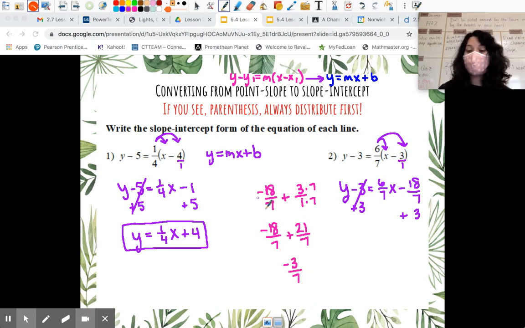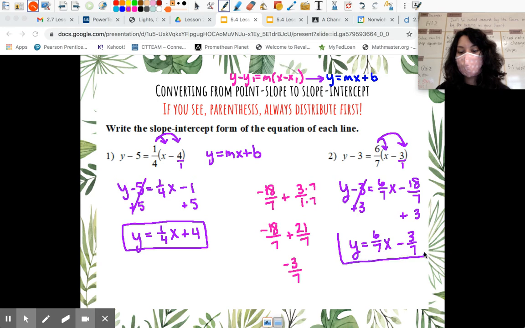Hopefully I did that in my head correctly. It's the end of the school day here on a Monday, so who knows? 19, 20, 21, yeah, it's -3. So I'm going to bring down my y, which is now alone, equals 6/7 x minus 3/7. And that's it. That's all we're doing today. We're going from point slope to slope intercept. So if you were able to do number 2 fairly easily, you're probably in good shape for this section. It doesn't get too much harder than that.